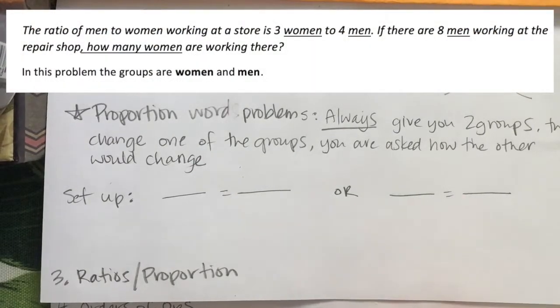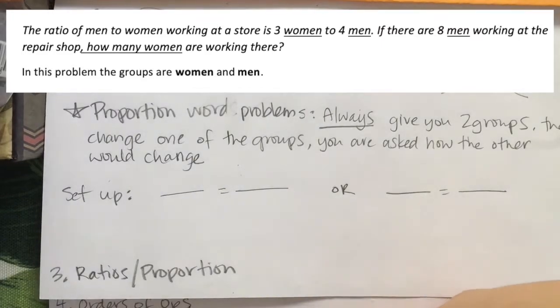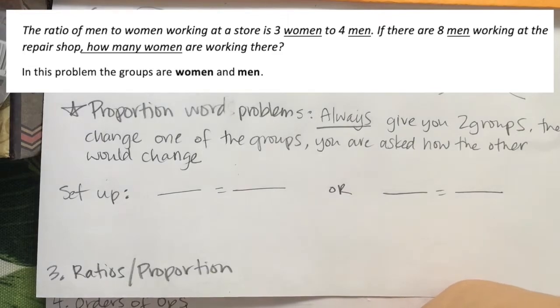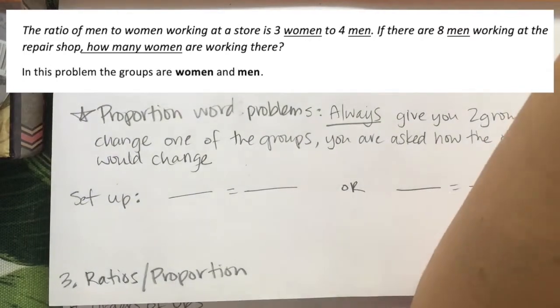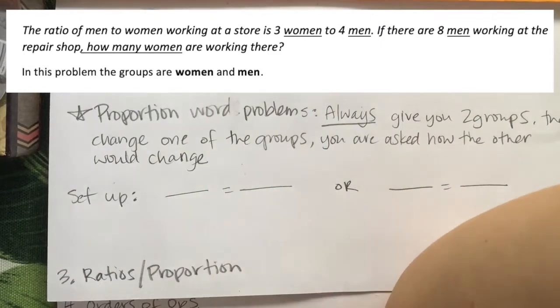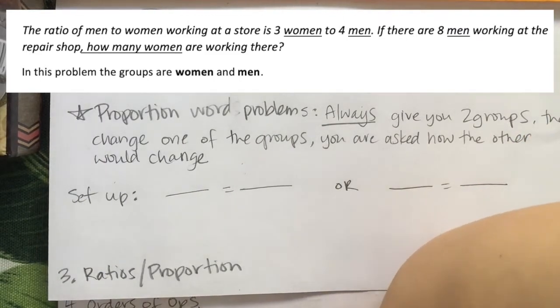Okay? I'm going to throw a problem on your screen here. All right, so for this problem it says the ratio of men to women working at a store is 3 women to 4 men. If there are 8 men working at the repair shop, how many women are working there? So what they've done is they've given you 2 groups, and in this case the groups are women and men. They said 3 women and 4 men. And then what they did is they changed the number of men. They changed it from 4 to 8.